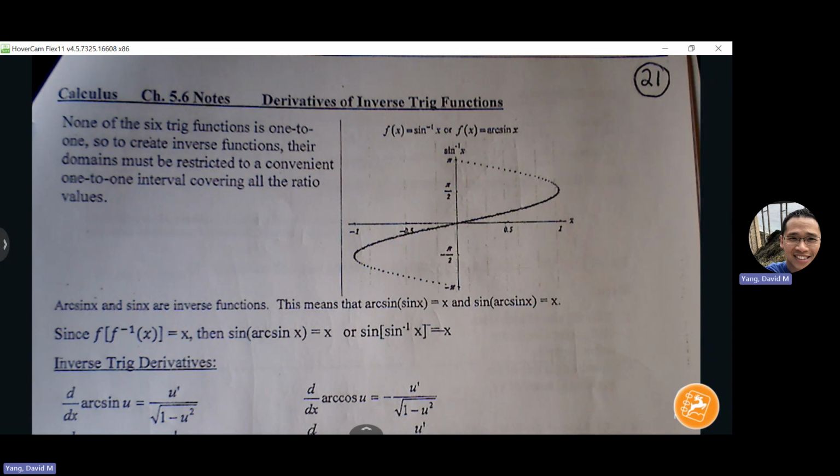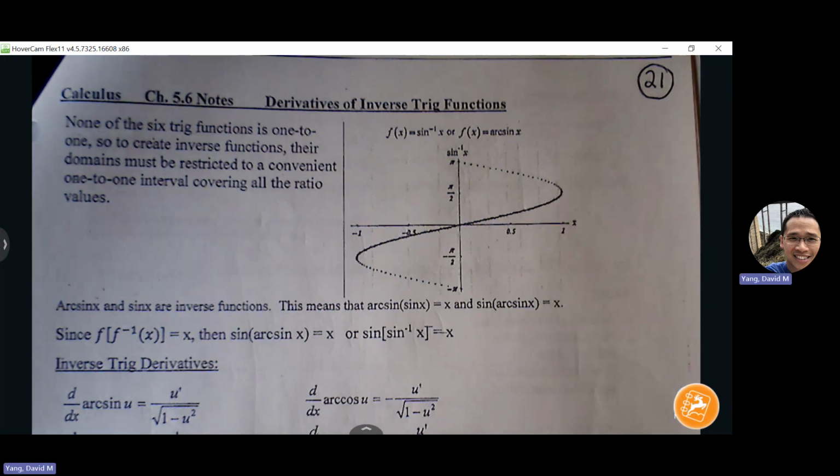So inverse is not quite the same as reciprocals, right? We don't treat arcsine the same way as cosecant, right? So cosecant is the reciprocal of sine, but arcsine is the inverse of sine. So inverse is where you swap the x and y and you solve for the new y. Okay.